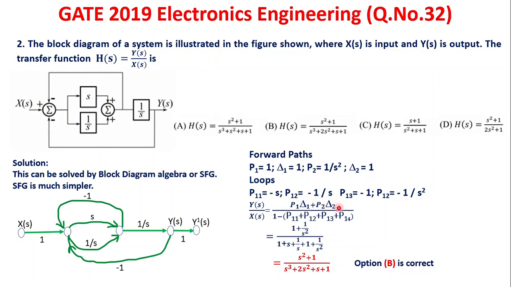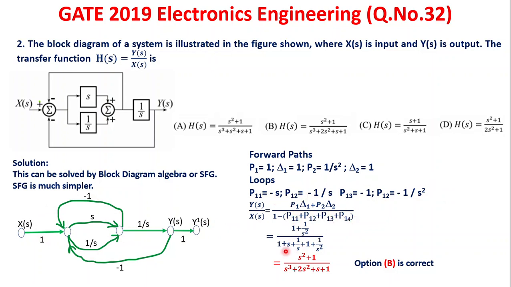So there are two forward paths. Therefore, P1 delta 1 plus P2 delta 2. That's all, divided by 1 minus sum of all individual loop gains. Just now we have seen all the loops. So 1 minus P11 plus P12 plus P13 plus P14.